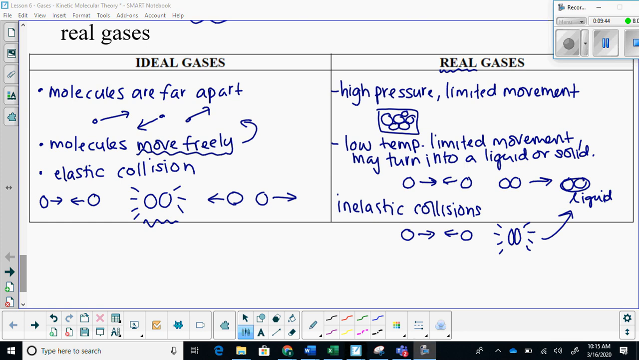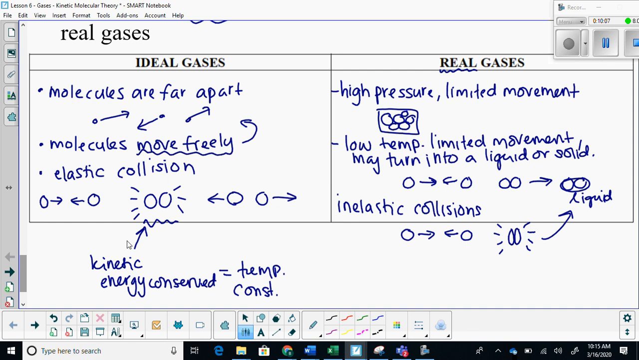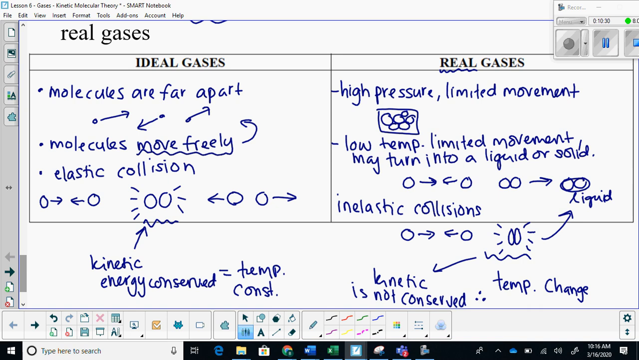So a little bit of additional information about elastic collisions here. When an elastic collision happens, kinetic energy is conserved. Therefore, if kinetic energy is conserved, temperature remains constant. In an inelastic collision, it's opposite. Kinetic energy is not conserved. Therefore, temperature experiences a change. And that change is usually a decrease, which will turn the state into a liquid or a solid.